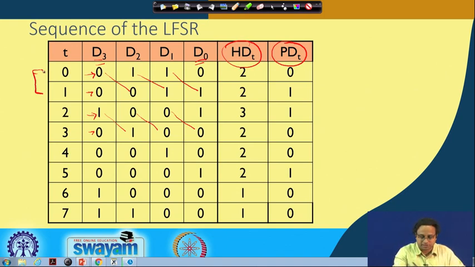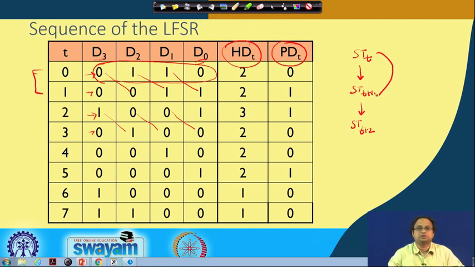For example, suppose I denote one state as ST(t), and it migrates to ST(t+1), and in the next clock cycle it goes to ST(t+2). Then HD(t) stands for the Hamming distance between them. So I can write that HD(t) is the Hamming distance between the states ST(t) and ST(t+1). This is the Hamming distance between these two states.